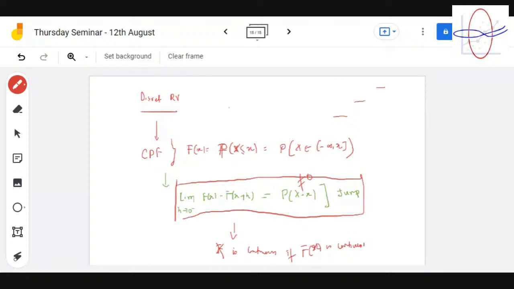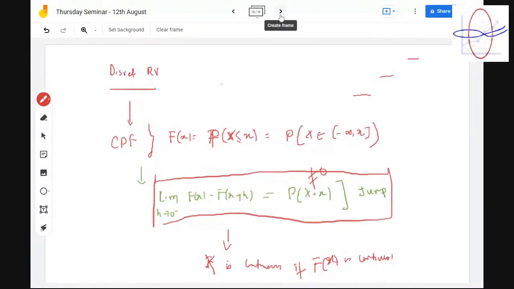X is continuous if its CDF is continuous. A continuous random variable is a random variable with a continuous distribution function. Okay, fine, good. So now about the PDF. Where does PDF come from?